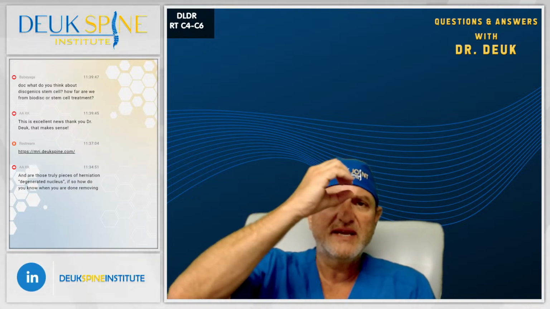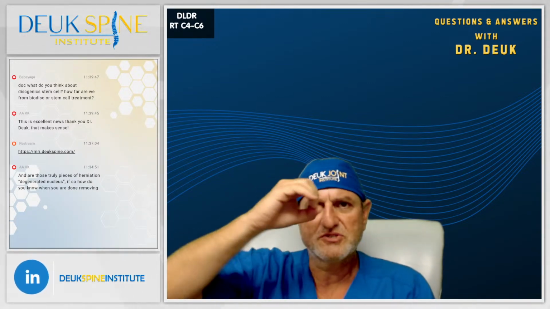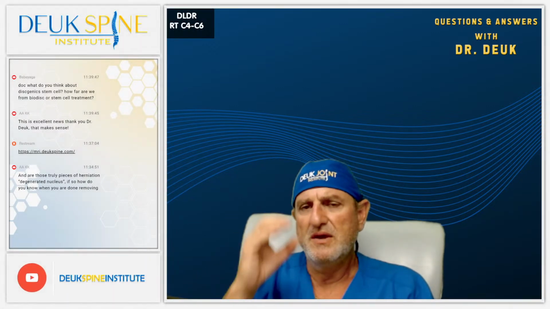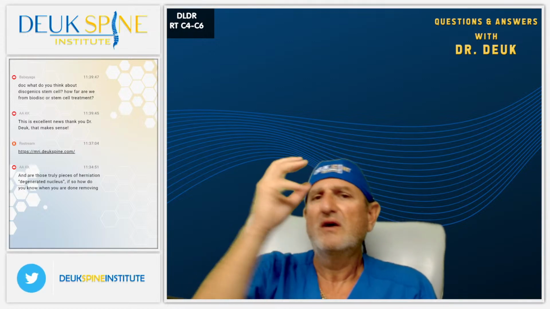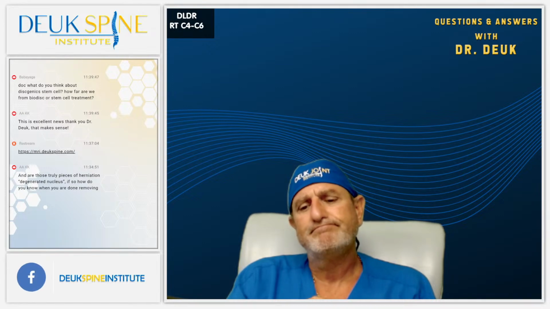Great question. So number one, the way I know I'm done is because I literally take that tube and I sweep it all across the back of the disc where the herniations were. And I can see there's no more herniations. I also pull it back a little bit, which is pulling it into the inside of the tear, and I sweep it, which you probably saw me do if you go back and watch. And that's how I know I got it all.